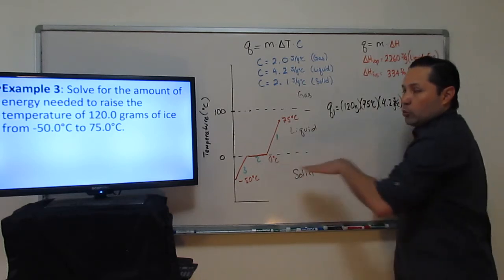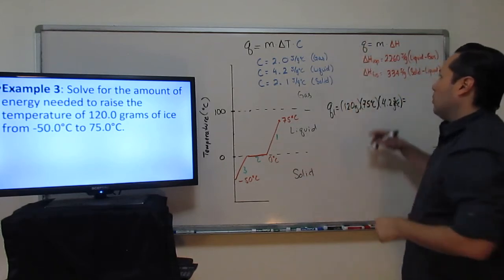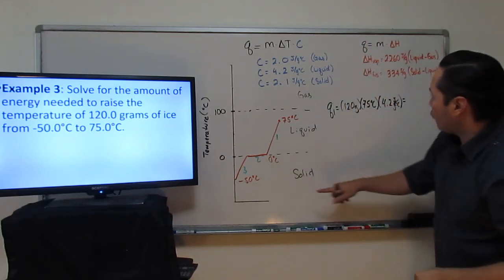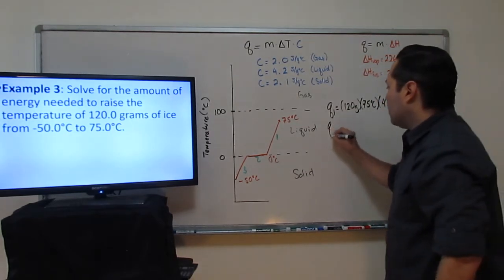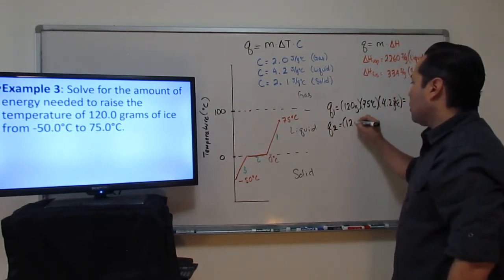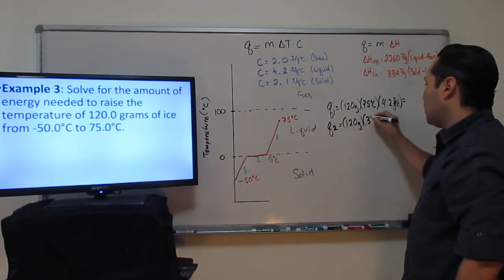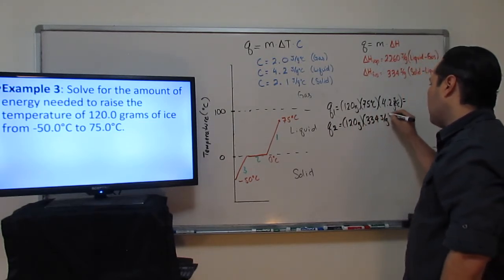All right, line number 2 is flat, so therefore, it is this formula. And it is between the liquid and the solid. So between liquid and solid, we use the enthalpy of fusion. So it's going to look like this. Q2 is equal to 120 multiplied times 334 joules per gram.